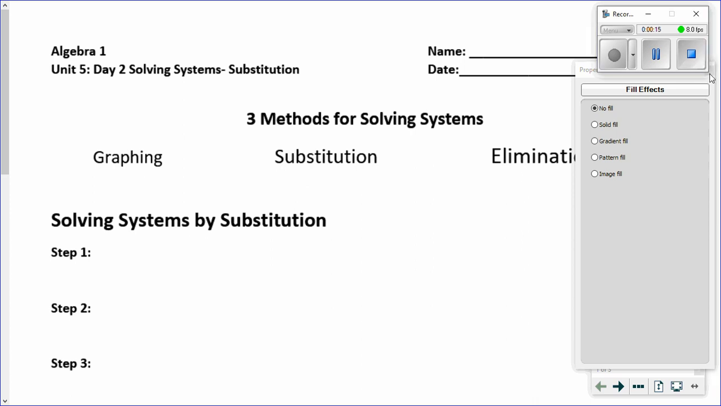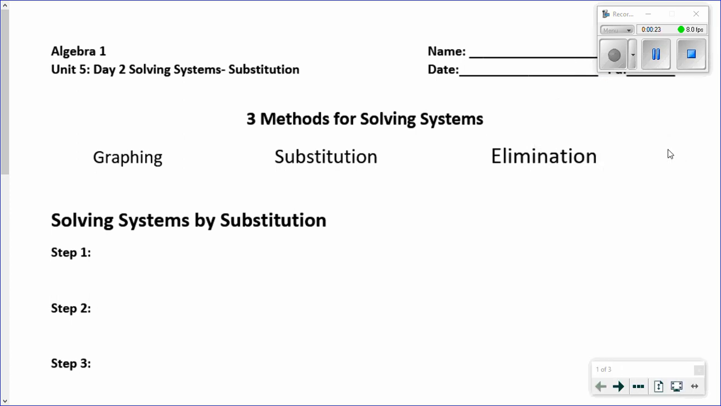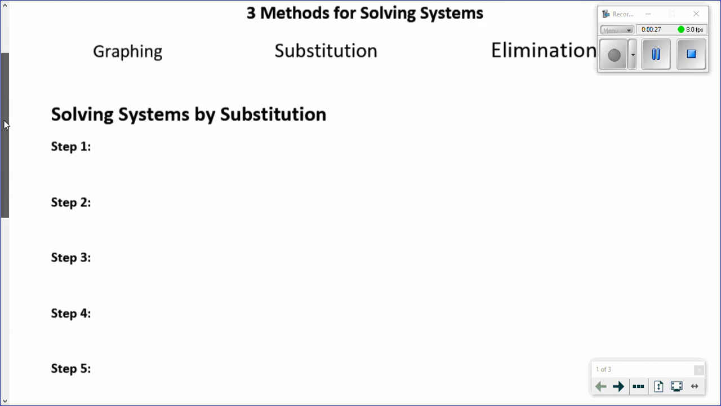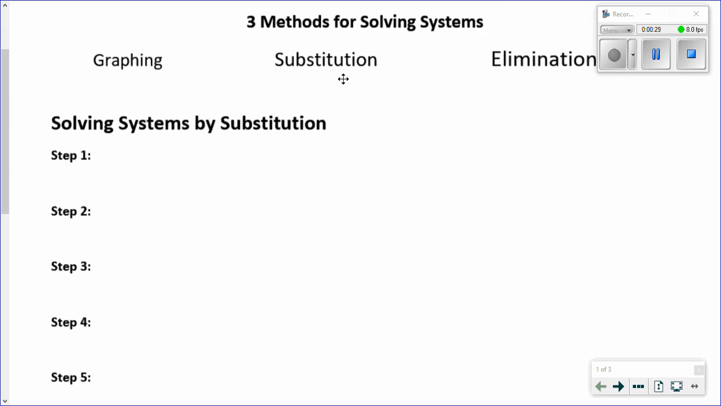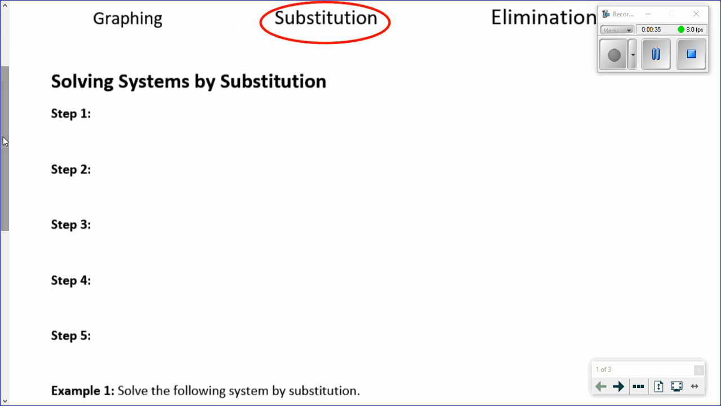So last time we talked about graphing systems, and that was one of the three methods that you could do to solve a system of equations. The second method we're going to do is substitution. Okay, so we're going to focus on substitution today, and it seems like a lot of steps. It's really not. I just had to write it out as a few steps.